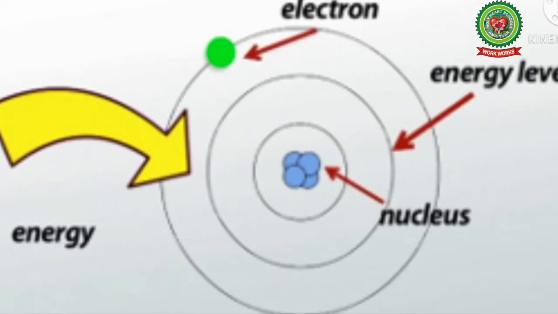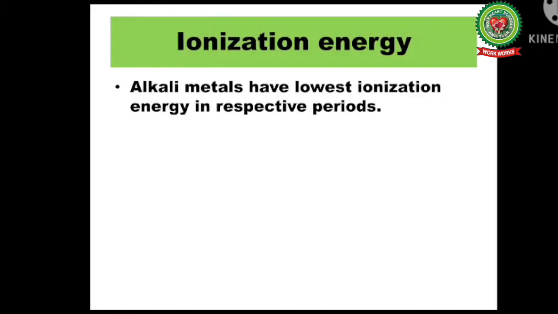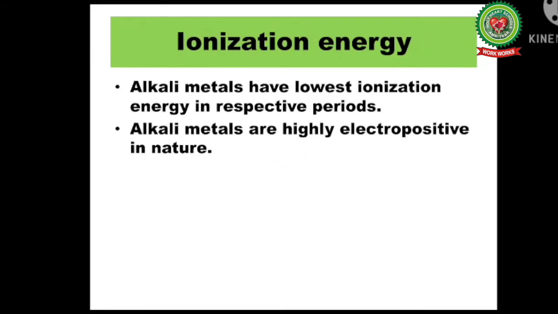Ionization energy. Alkali metals have the lowest ionization energy in the respective period. Already I have discussed that alkali metals have the largest size in their respective period. It means as compared to the other elements present in the same period, alkali metals have weak attraction between the nucleus and the electron which is present in the valence shell. So which means they have low ionization energy. So we can say that alkali metals are highly electropositive in nature.